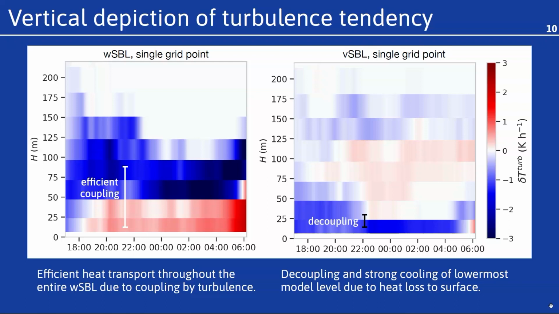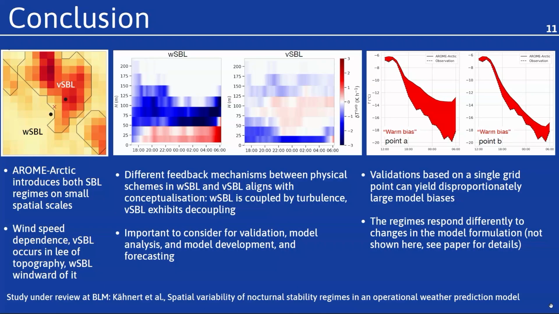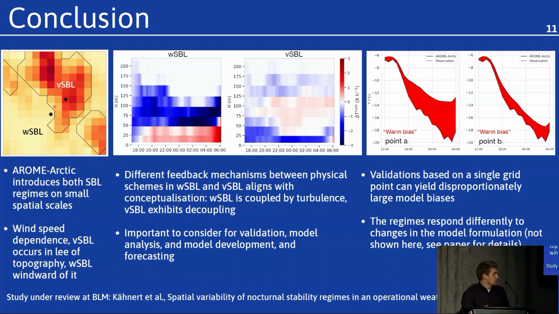We can see that the turbulent transport in general is actually reduced, and the lowermost model level does not get any of that heat transport because it is decoupled and just constantly loses heat to the surface. And this is why we see this very strong cooling. So to conclude, AROME-Arctic is able to represent these two stability regimes. That is nice, and it also introduces them on very small scales, which is going to be important.